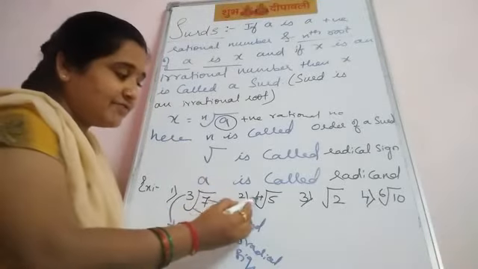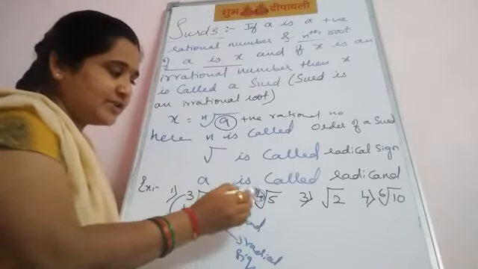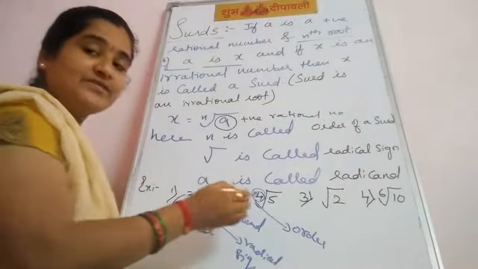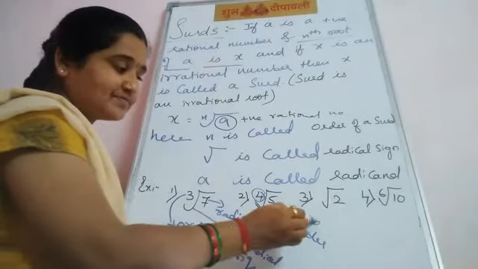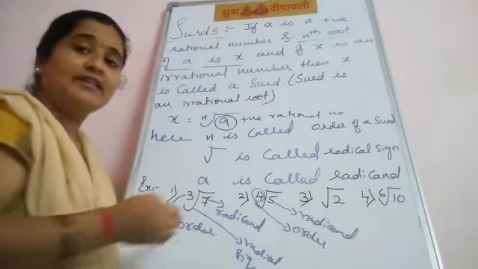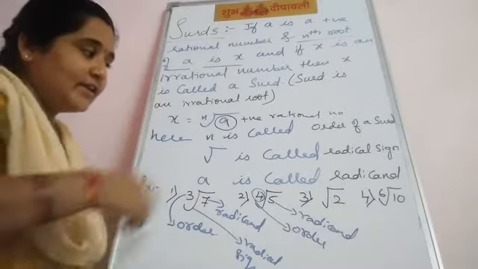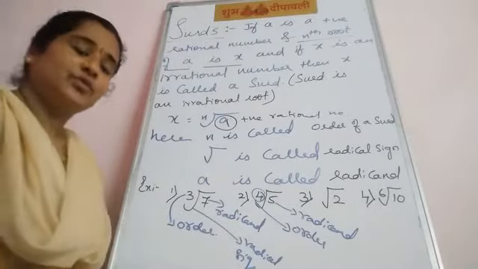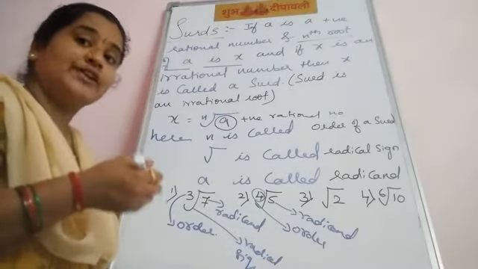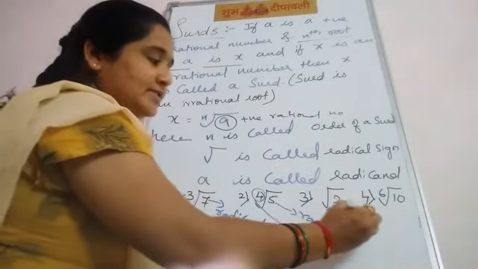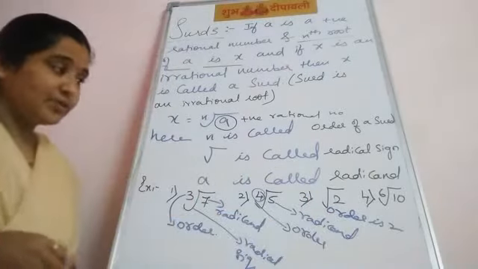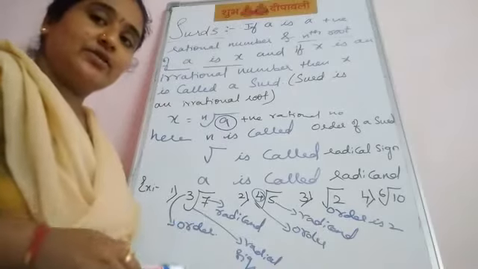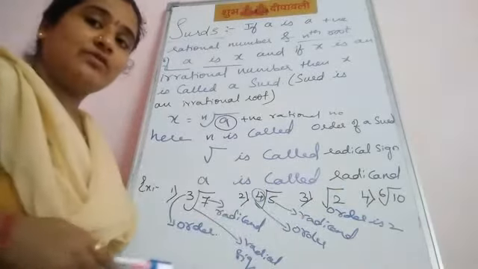Now, second example, fourth root of 5. This 4 is called the order, so the order is 4, and this 5 is called the radicand. This root is called the radical sign. In the third example, only root 2. Here the order is 2. It is which type of surd? Quadratic surd. Here order is 2, so this root 2 is a quadratic surd. Last one, sixth root of 10. Here the order of the surd is 6.